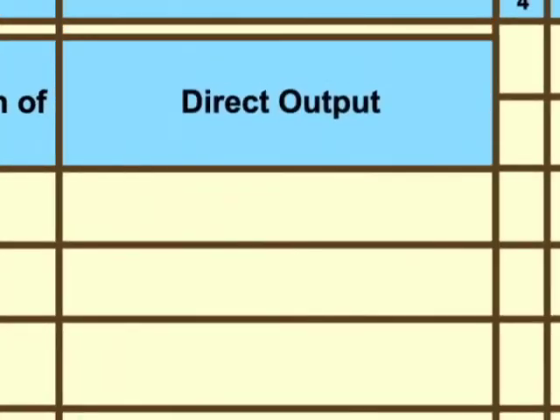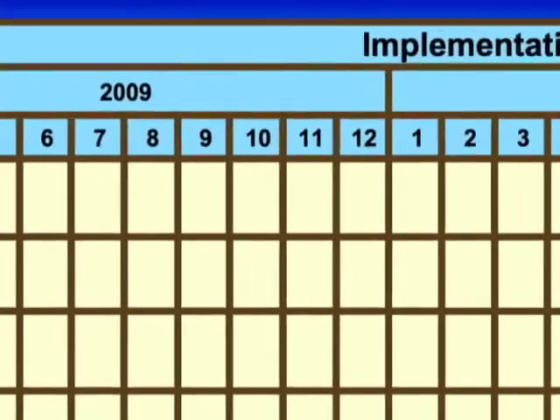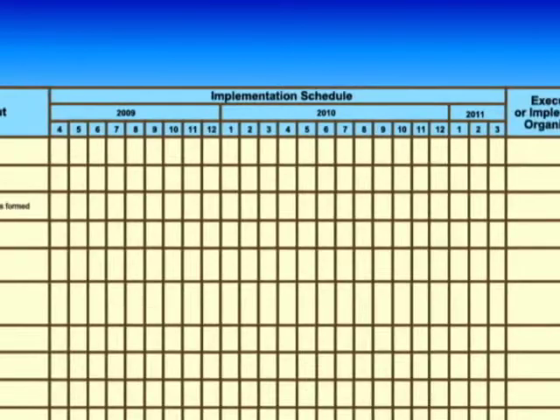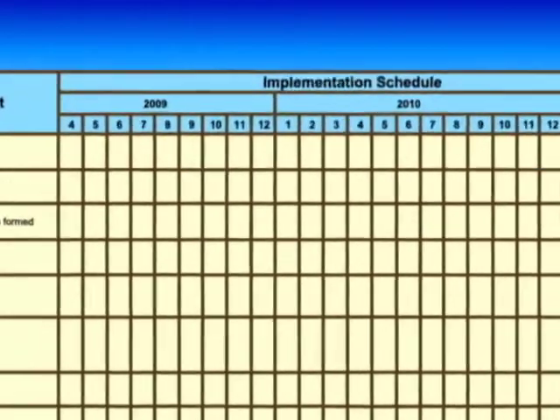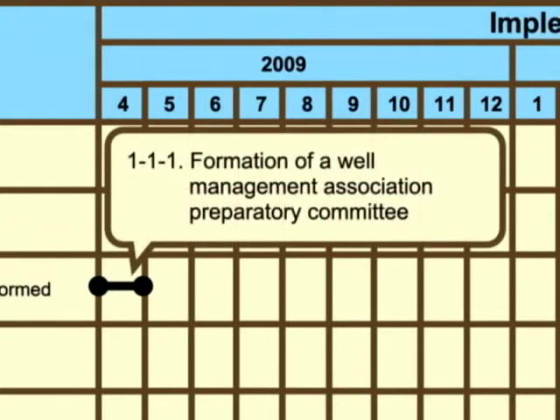For direct output, expected direct output should be described. So, in this case, it will be an installation committee is formed. As for scheduling, implementation of this project is planned for 2 years from April 2009. How about setting April 2009 for implementation of this 1-1-1, formation of a well management association preparatory committee, because it is the first activity.